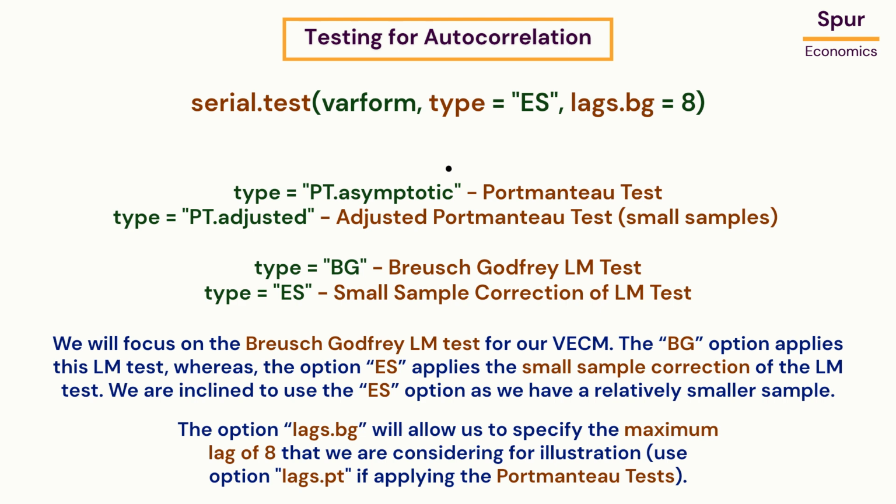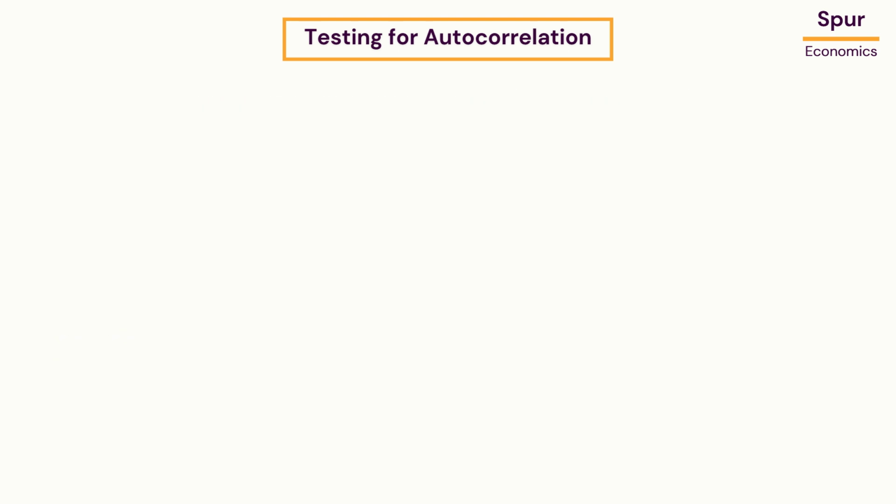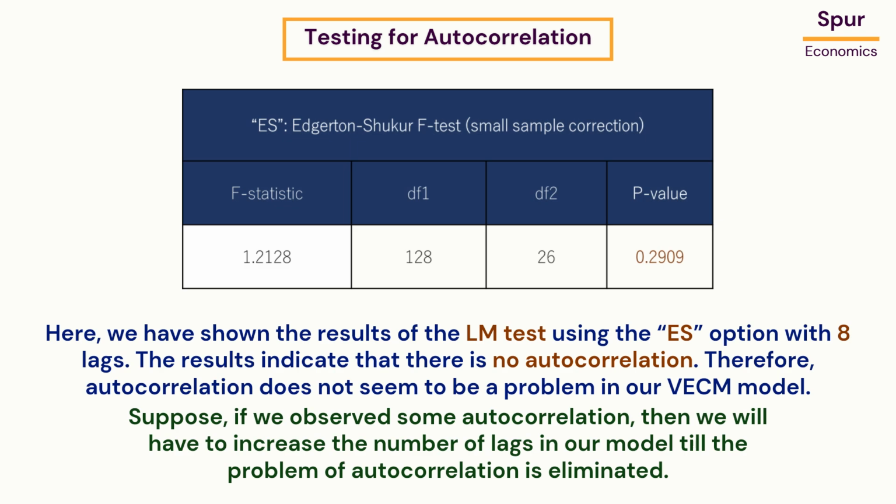The BG option applies this LM test, whereas the option ES applies the small sample correction of the LM test. We are inclined to use the ES option as we have a relatively small sample. The option lags.bg will allow us to specify the maximum lag of 8 that we are considering for illustration. Here, we have shown the results of the LM test using the ES option with 8 lags.